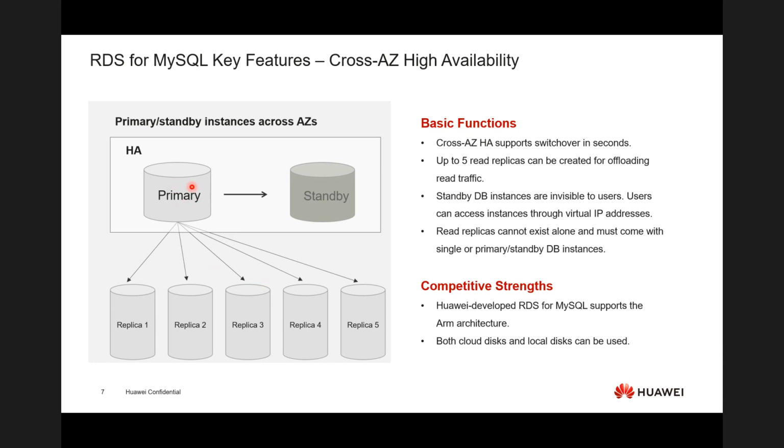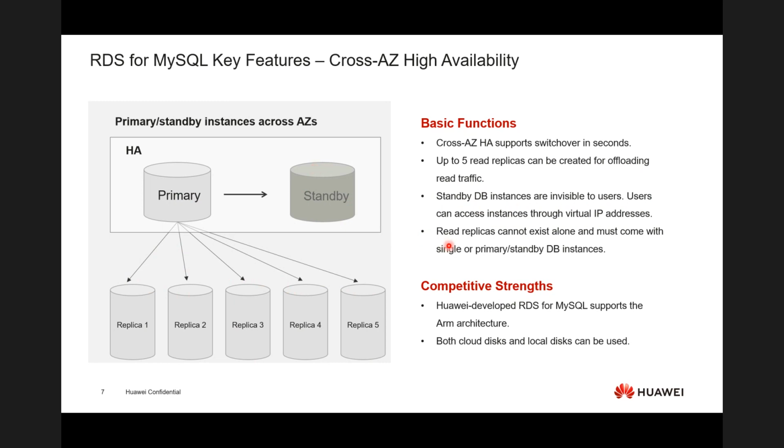As you can see here, for primary to standby, it can have up to 5 read replicas, just for offloading read traffic. Standby DB instances are invisible to users. What does that mean? Users can access the instance through a floating IP address, so they can use just one IP to access it, and the standby instance IP is invisible.